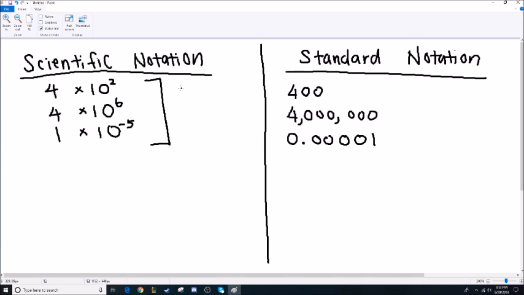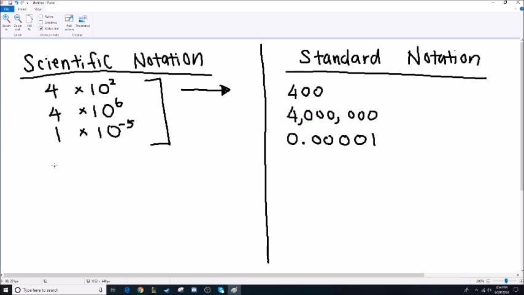Now the reason why we learn about scientific notation is because in science, the numbers tend to get really big or really small, especially when we're talking about things like atoms or particles. And with those things, we talk about them in very large quantities because they're very, very tiny. So we use scientific notation to shorten those numbers. So first we're going to learn how to convert from scientific notation to standard notation.